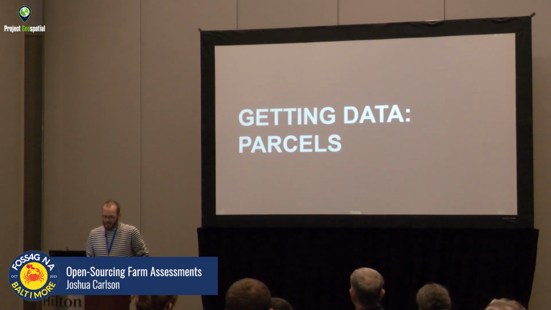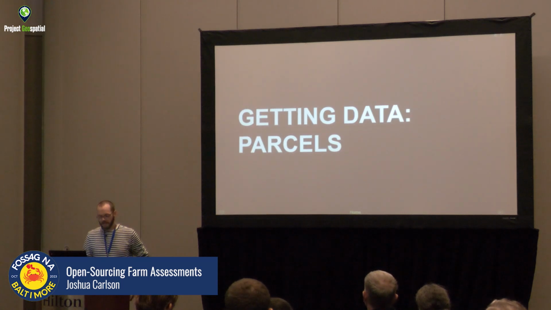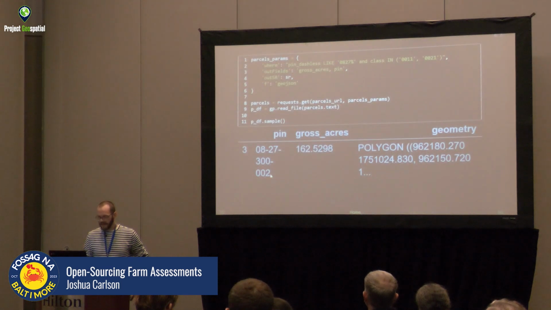Getting the parcels was pretty easy. We're always working with a list of parcel numbers. So this is just an example, but I have my parameters. I'm just saying this is what the parcel number's like, and it should be an agricultural farm property class. And just give me the fields I need as a GeoJSON.